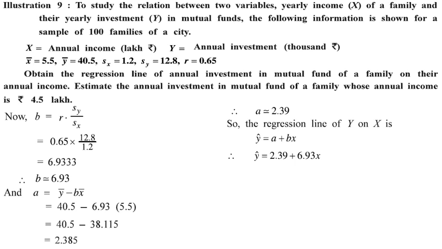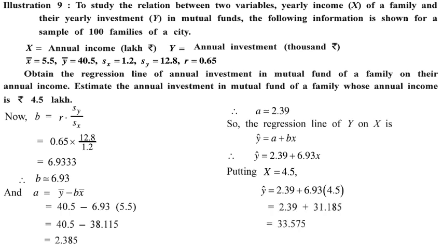This is the regression line of y on x, that is regression line of annual investment over annual income. But we have to estimate the investment when the income is 4.5 lakhs, that is 4.5. So we will put 4.5 in the place of x and we will get the answer 33.575. If we write a statement here, y cap is 33.58. So when the annual income is 4.5 lakh rupees, the annual investment of the family will be 33.58 thousand rupees. This is how you do this sum.